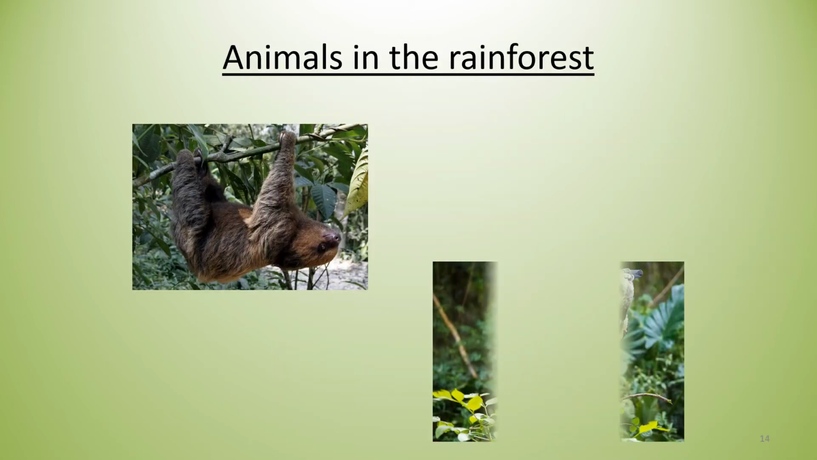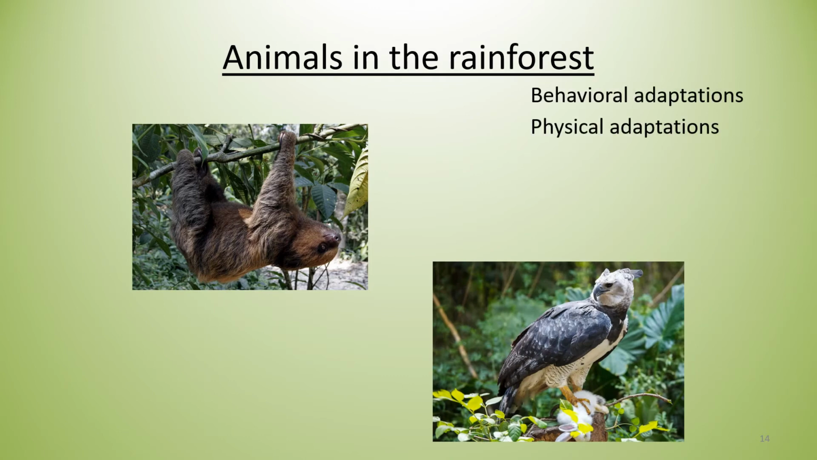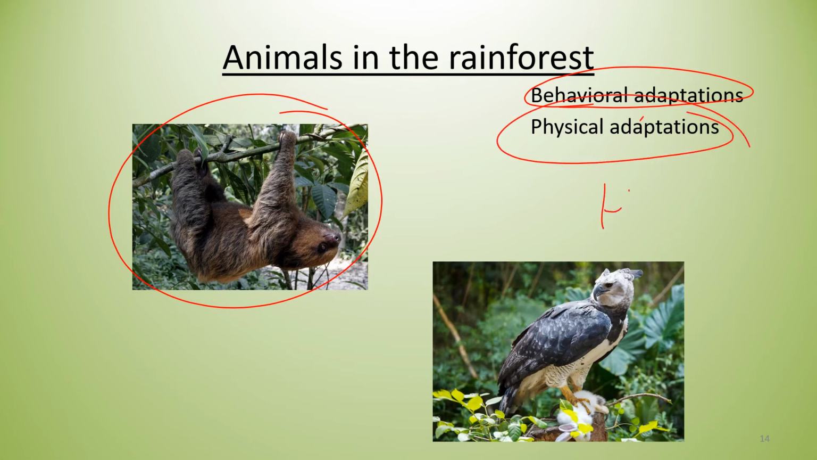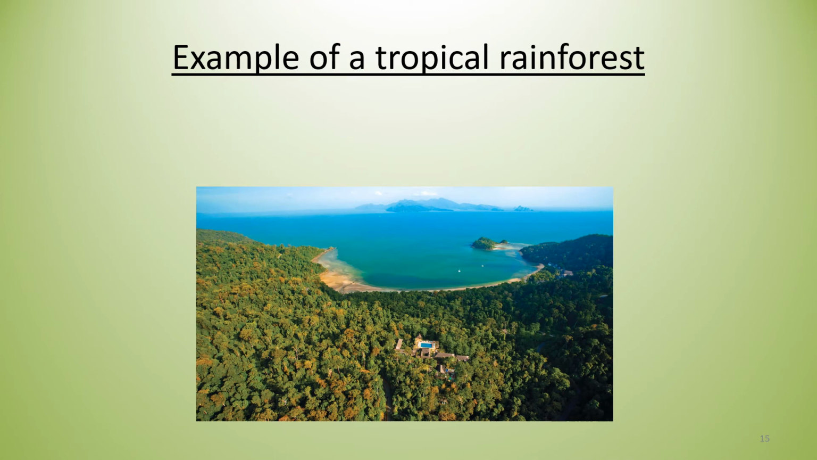Looking at animals in the rainforest, we're looking at two specific things: behavioral adaptations and physical adaptations. Behavioral adaptations is what it says on the tin. It is how the animal behaves. In this instance, you have a sloth. A sloth moves very, very slowly in order to go undetected in a rainforest so that predators do not attract it. A physical adaptation here of the harpy eagle is that the wingspan is quite short, meaning it can fly through the trees without getting caught. Your example of a tropical rainforest is Malaysia.